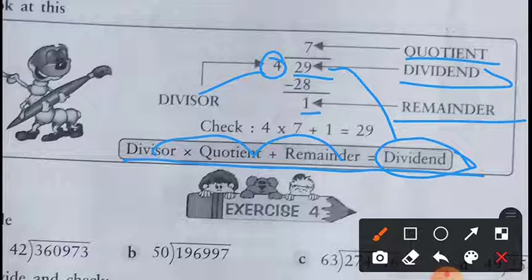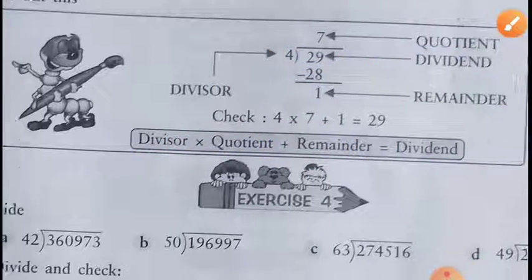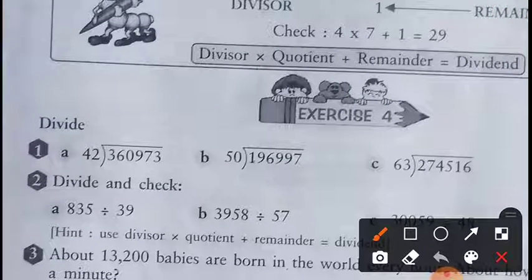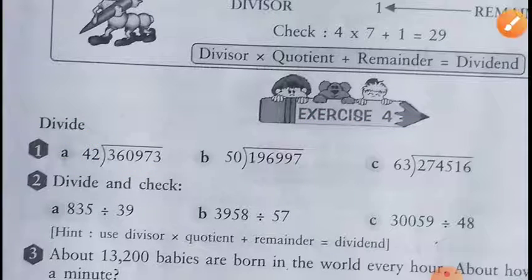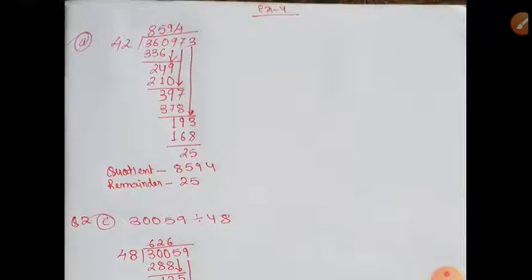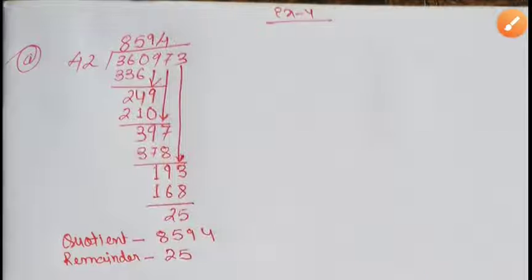So let us try to do one question from exercise 4. We have question exercise 4, division 1a. We have to divide 3,60,973 by 42. Okay, let us see this, and I have already written it for you.